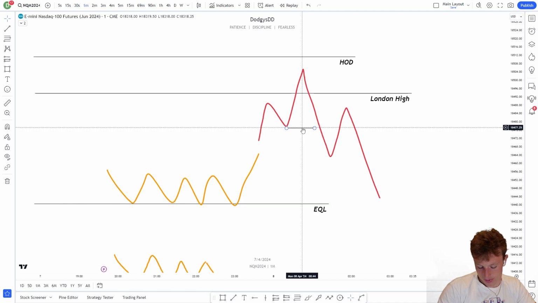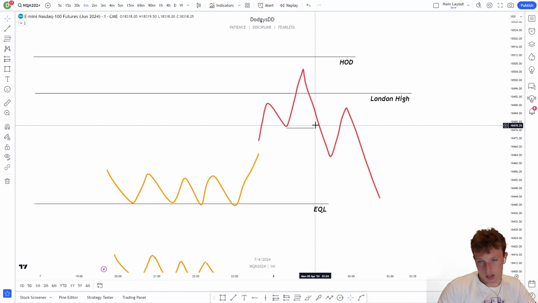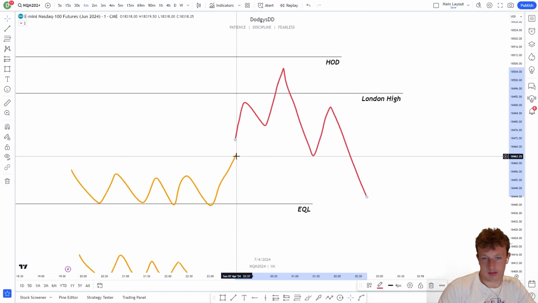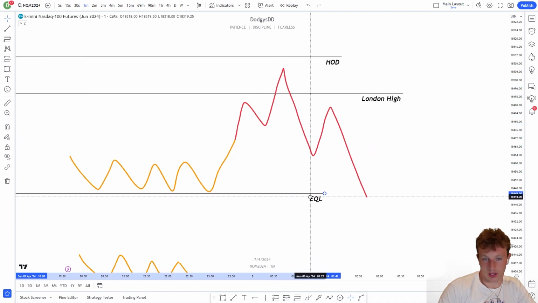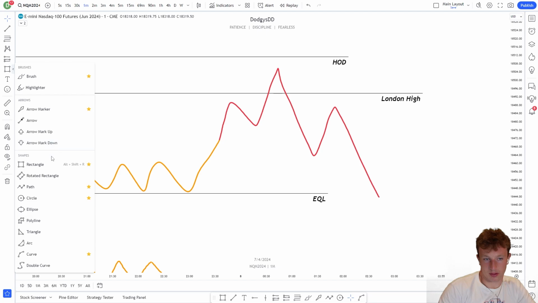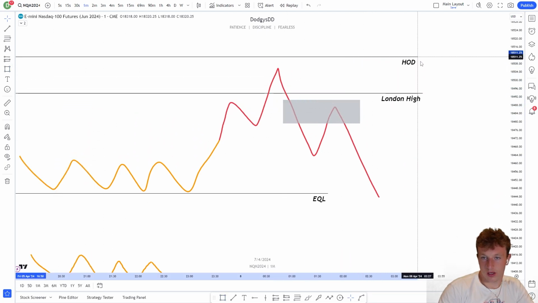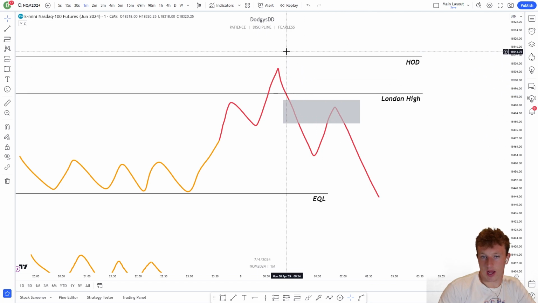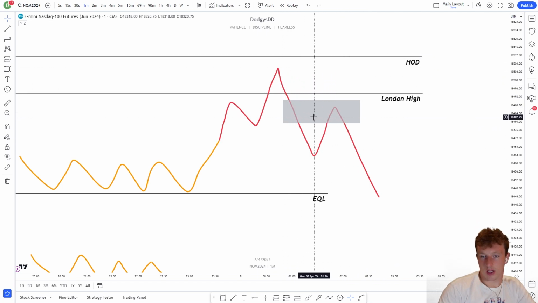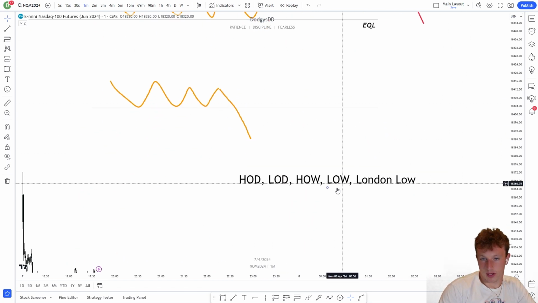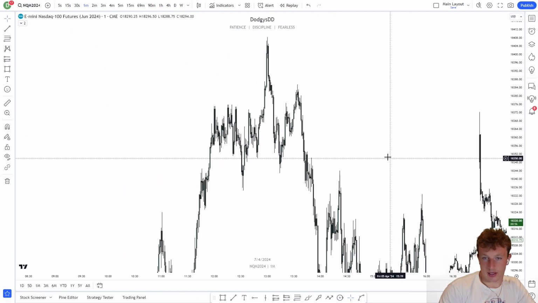Okay, so let's say the main entry model is going to be something like this. We have liquidity below, equal lows, and we have a fair value gap retracement right here. Okay, this is going to be the main entry model, whether we hit London high or high of day or not. As long as we get something that looks like this with good enough liquidity below, like I said, that could be an entry. So let me see if I can find an example on the chart.